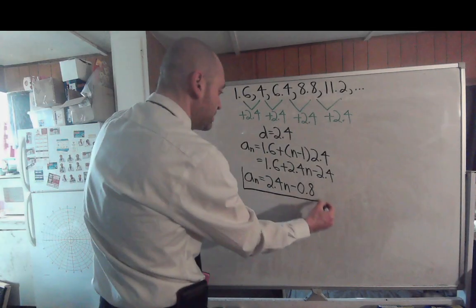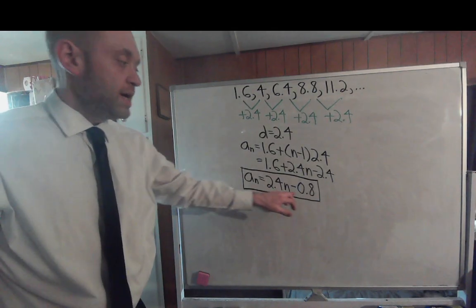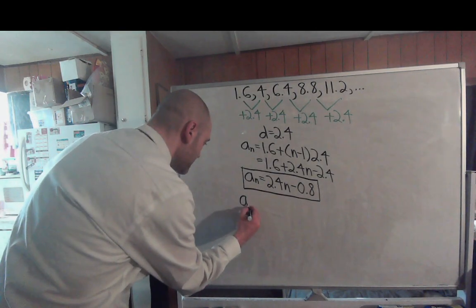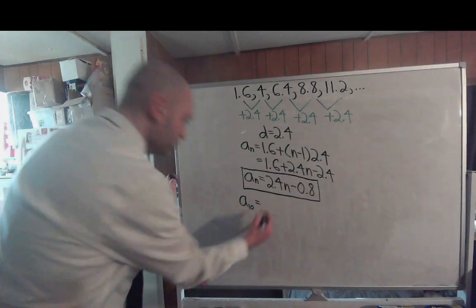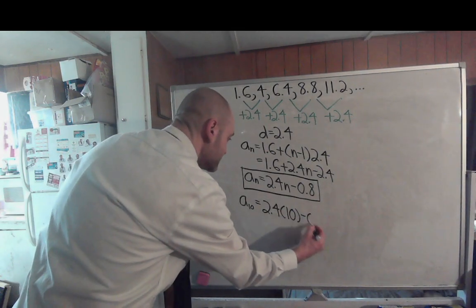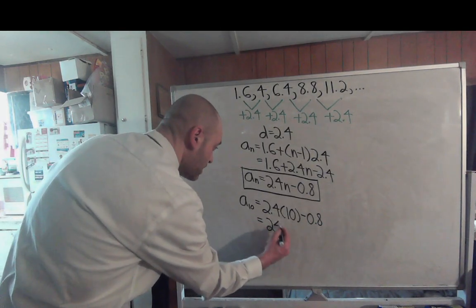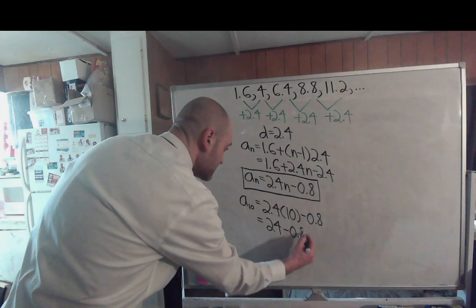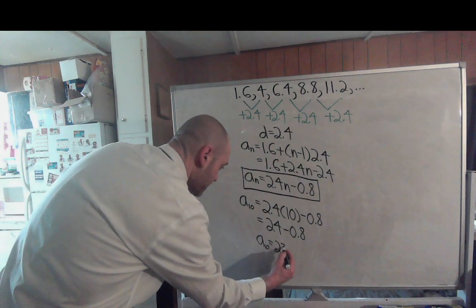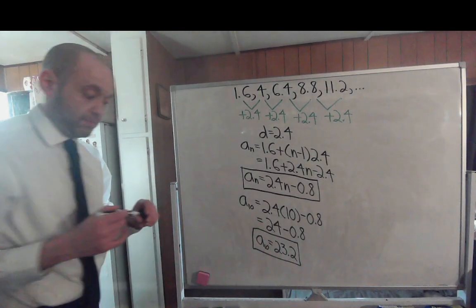So that's the formula for the nth term of the sequence: a sub n equals 2.4n minus 0.8. Now let's just find the 10th term. We'll be tame this time. A sub 10 equals 2.4 times 10 minus 0.8. That gives you 24 minus 0.8, which means your 10th term would be 23.2. So the 10th term of this sequence would be 23.2.